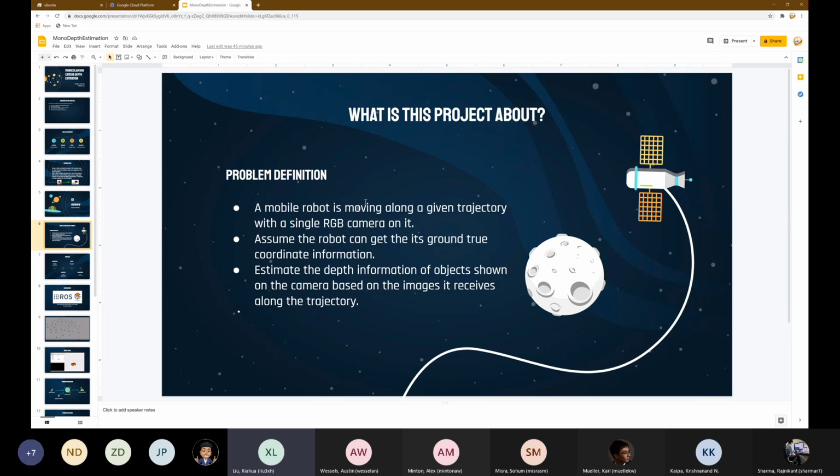The problem definition for my project is: a mobile robot is moving along a given trajectory with a single RGB camera on it. I assume the robot can get its ground truth coordinate information, so there's no error in sensing its location. The robot needs to estimate the depth information of the object based on the camera image.